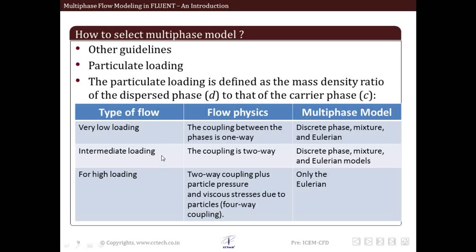Let's say we have intermediate loading, in which the particulate loading number or ratio is average. In such cases, the coupling is two-way, that is, the continuous phase is affecting the dispersed phase, and due to the motion of the dispersed phase, the flow of the continuous phase is also disturbed. Hence, it is two-way coupling. In such cases, we use the discrete phase model, the mixture model, and the Eulerian model. Now for high particulate loading, in addition to two-way coupling, there is also particle pressure and viscous stresses due to particles. Hence, it is termed four-way coupling. In such cases, we use only the Eulerian model.